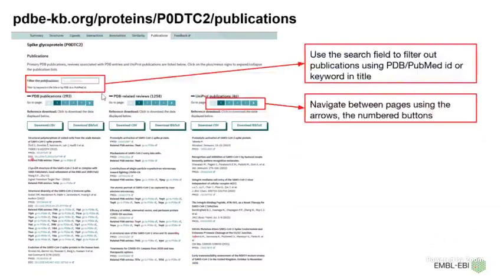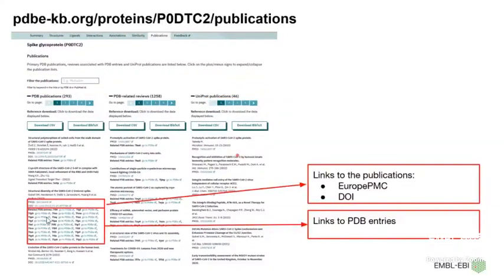You can filter these publications based on PDBe ID or PubMed ID or even a keyword in the title. You can navigate between these pages using these arrows or numbered buttons. For each of these publications, you will find links to EuroPMC and DOI links. And all the PDBs which are mentioned in that particular article or publication, there are links also available straight away over here.